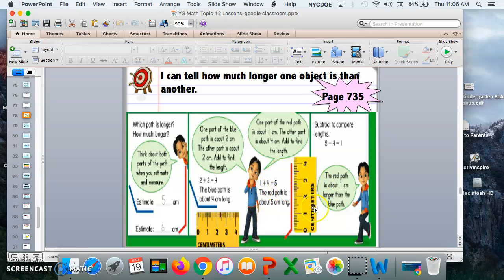So when you're going to do your task card, just have your ruler out, and you're going to be measuring different paths, and you're going to be comparing which path or which object is longer.